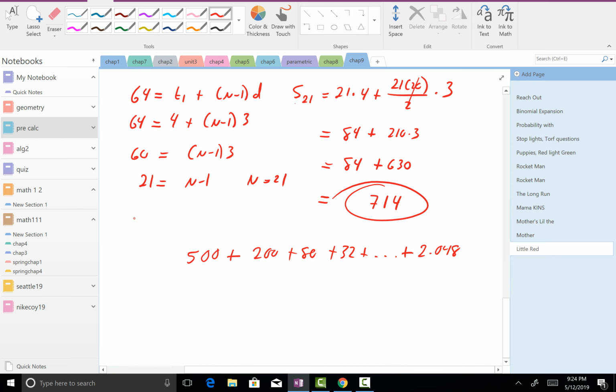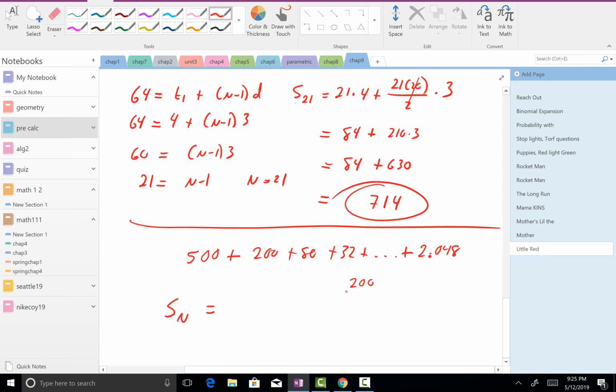Okay, so let's say we have a series like this: 500 plus 200 plus 80 plus 32 plus dot dot dot plus 2.048. And we want to figure out the sum of this. Again, we have to just figure out, well, what kind is it? Is it geometric or is it arithmetic? It obviously doesn't have a constant difference. So maybe it's geometric.